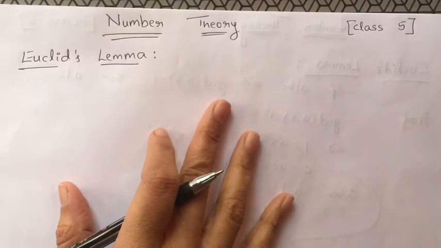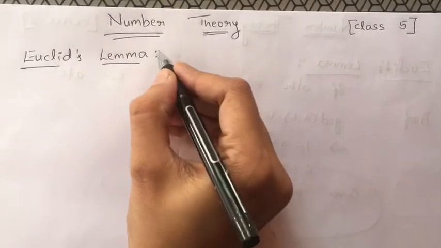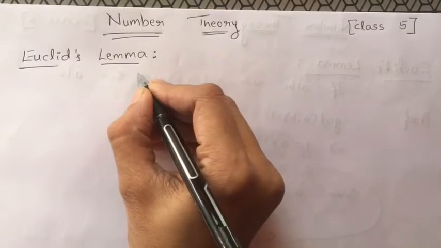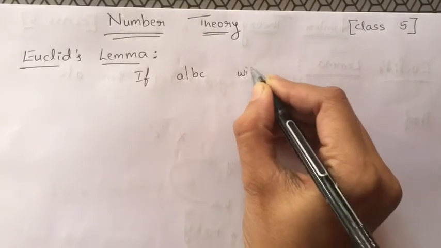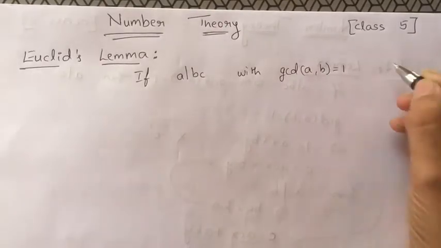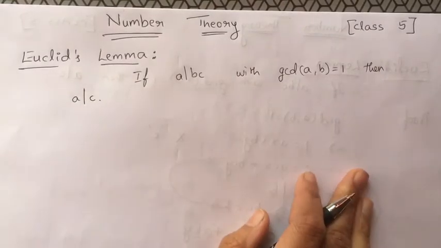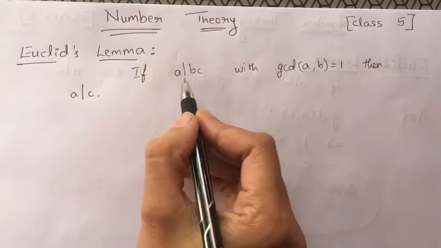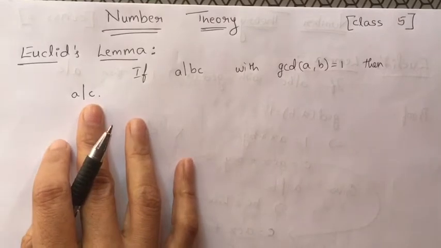In this video, I'm going to discuss Euclidean lemma and Euclidean division algorithm to find the GCD of two numbers. First, let us look at Euclidean lemma. If A divides BC, where the GCD of A and B is equal to 1, then A must divide C. If A, B, C are integers, and if A divides BC and A and B are relatively prime, then A must divide C.